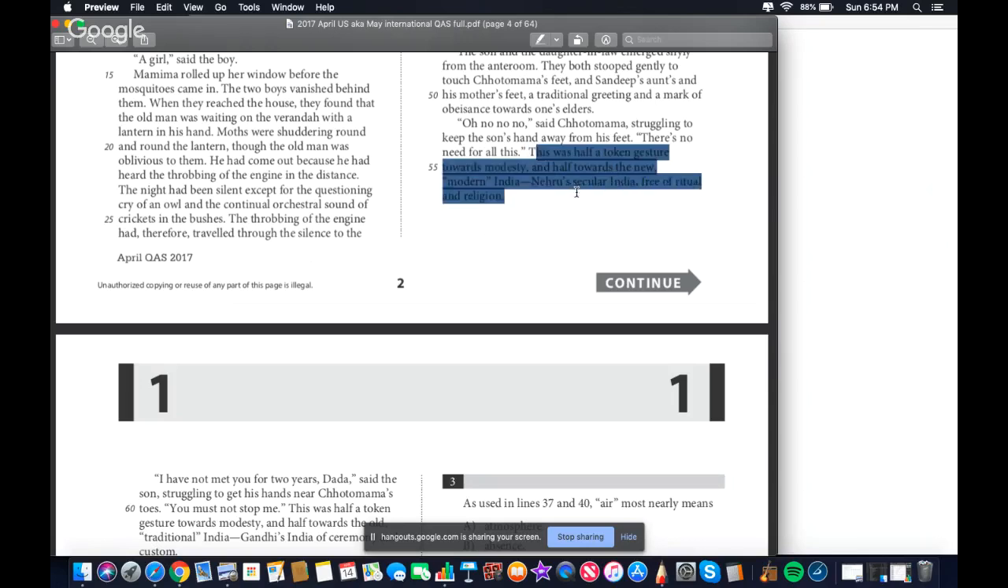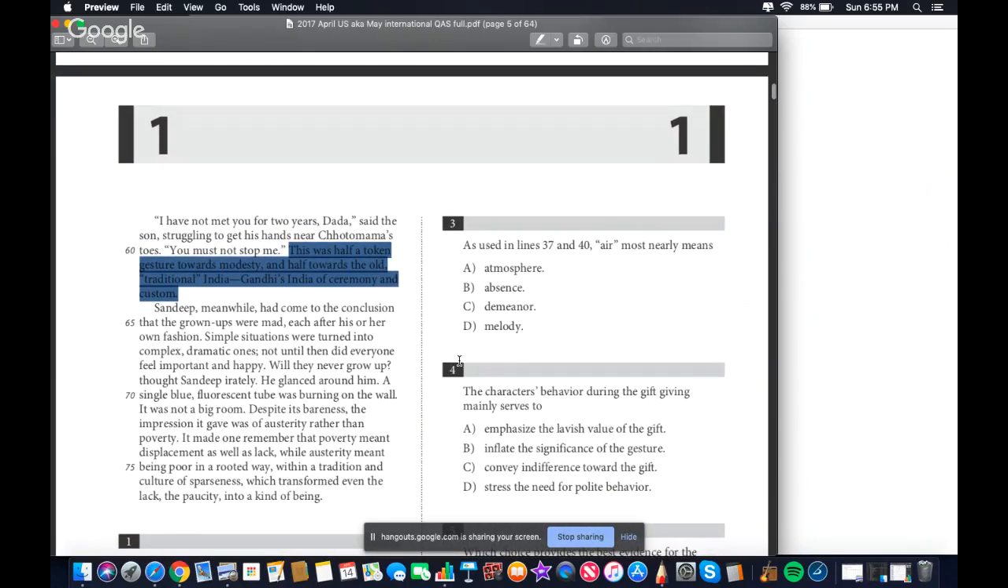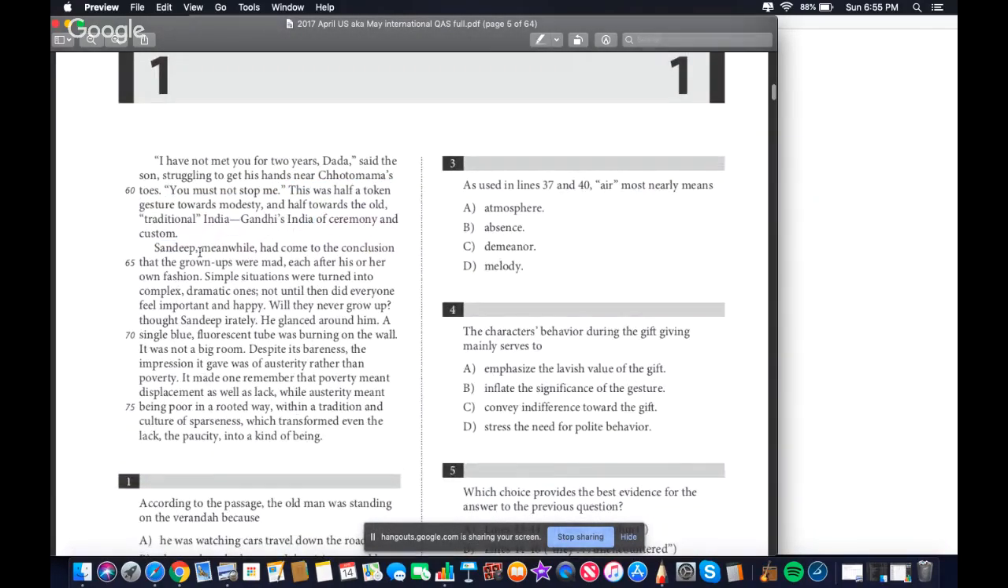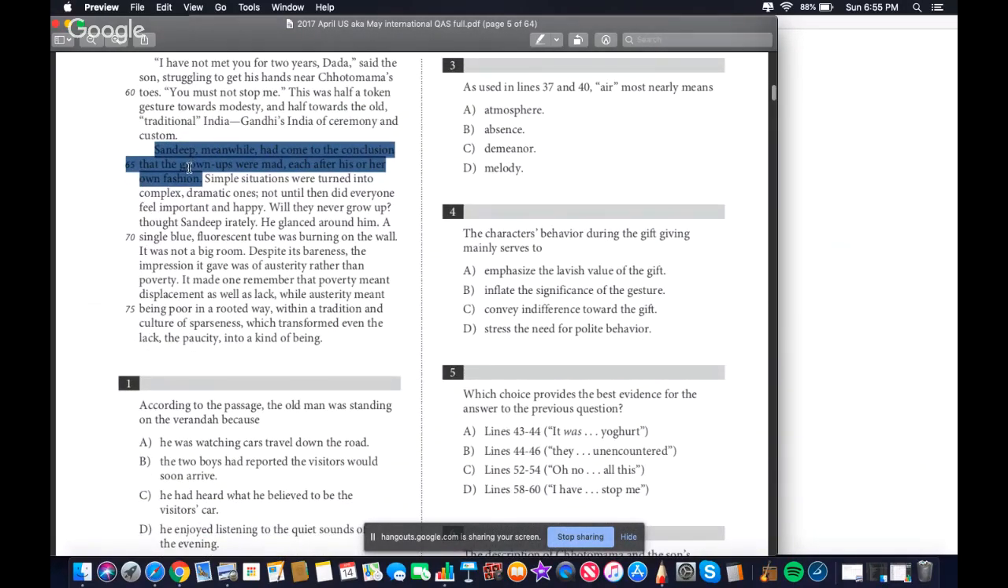So these lines right below the interaction are important. And then keep going. I have not met you for 2 years, Dada, said the son, struggling to get his hands near the toes. You must not stop me. This is all the interaction. Below it, this was half a token gesture towards modesty and half towards the old traditional India, Gandhi's India of ceremony and custom. Now, actually, I haven't done this question in a while, but I think these lines literally right below it are what matter. Sandeep, meanwhile, had come to the conclusion that grown-ups were mad, each after his or her own fashion. Simple situations were turned to complex, dramatic ones. Not until then did everyone feel important and happy.